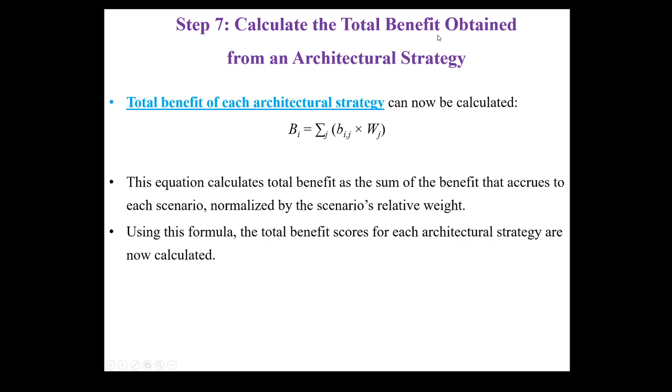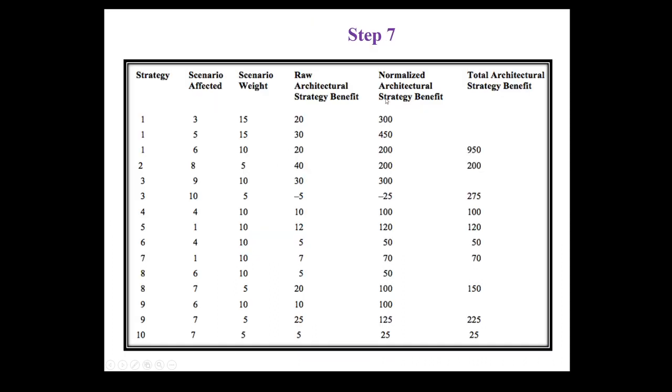And how can you calculate the total benefit obtained from an architectural strategy? This can be calculated by using this formula. B_i is the benefit, and this is the sum of the benefit over the occurrences of each scenario, j from 1 to 3, like that. The relative weight of that scenario should also be multiplied, and the sum should be assigned as the benefit.